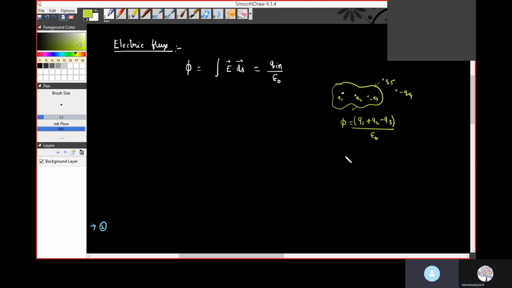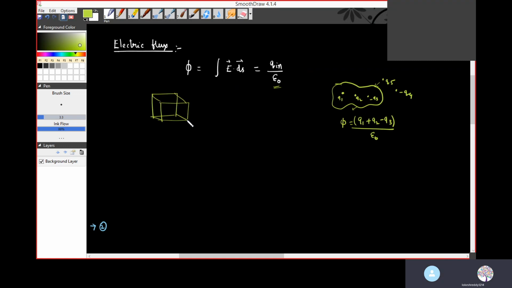The total electric flux through the closed surface enclosing a charge is 1 by epsilon naught times the magnitude of charge enclosed. That is called Gauss law. Okay. Now see here, say now you have a cube.